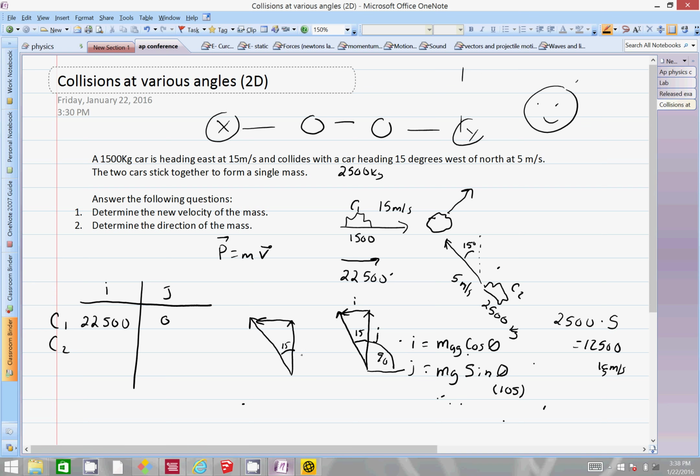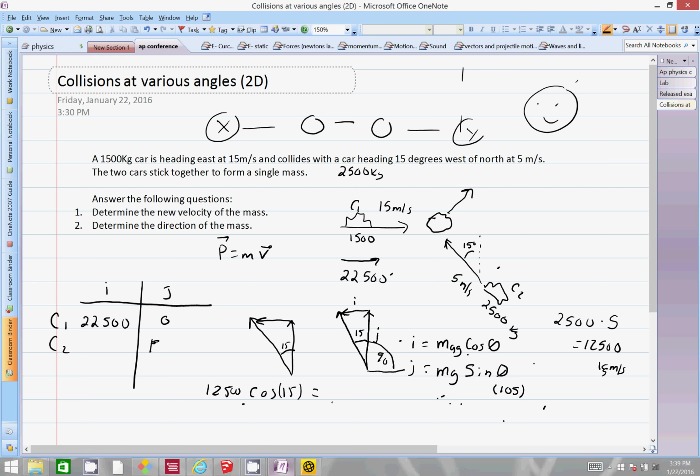This guy is 15. This triangle is not too much better than the last one, but if I were to do it just this way and say, okay, cosine of 15 times the, in this case, actually I can't do that one yet. In this case, it's 12,500. That's what I'm looking for. Okay, good enough. It would be 12,500.